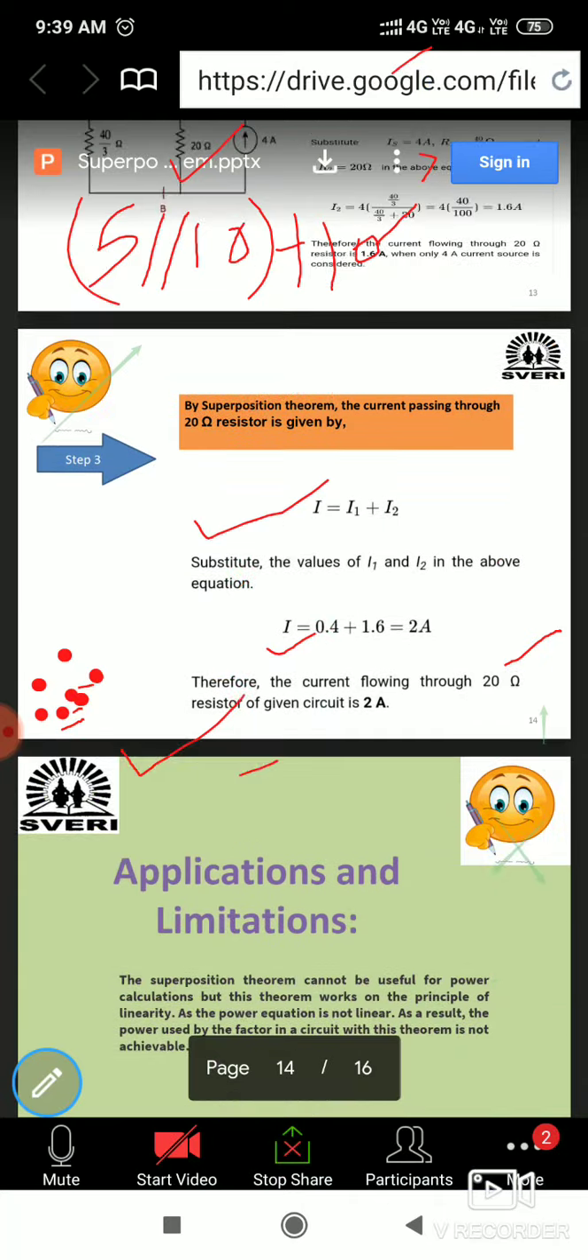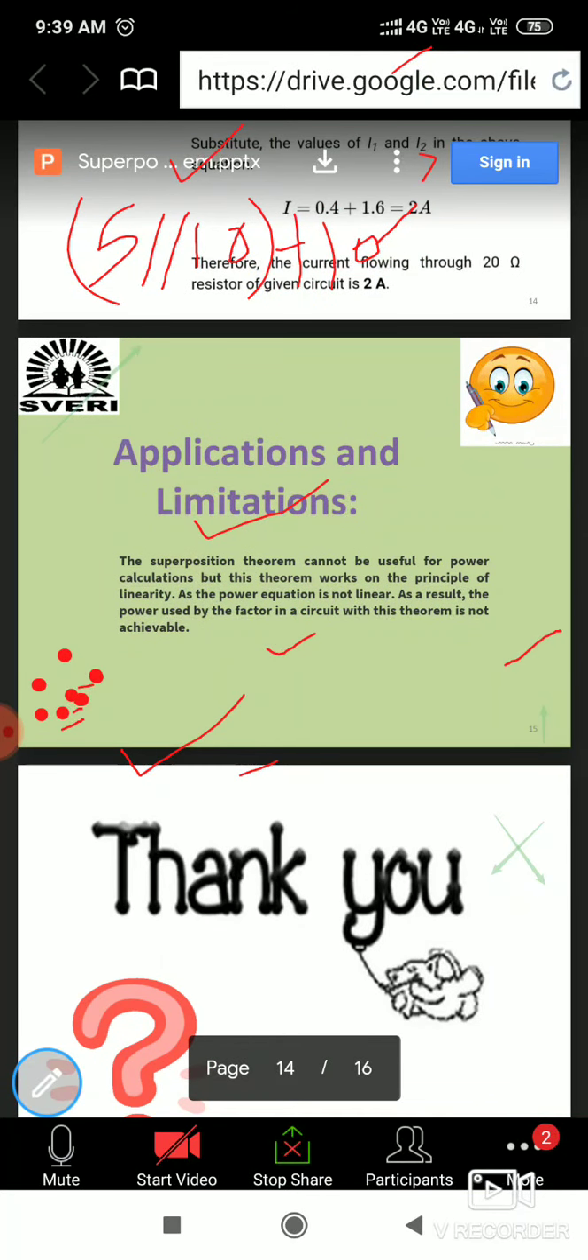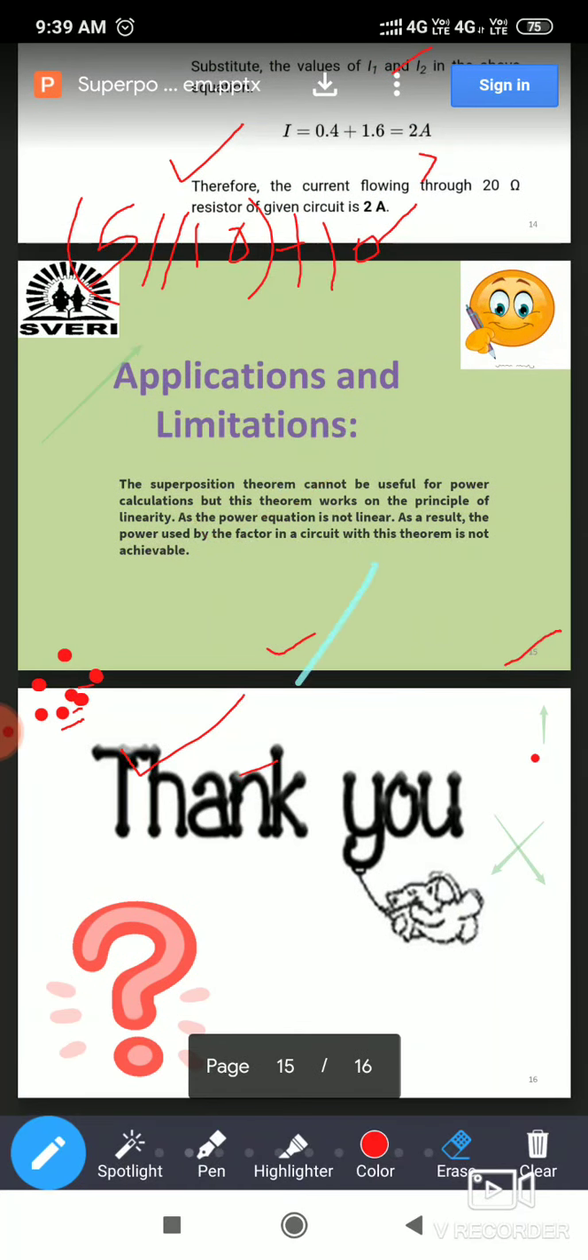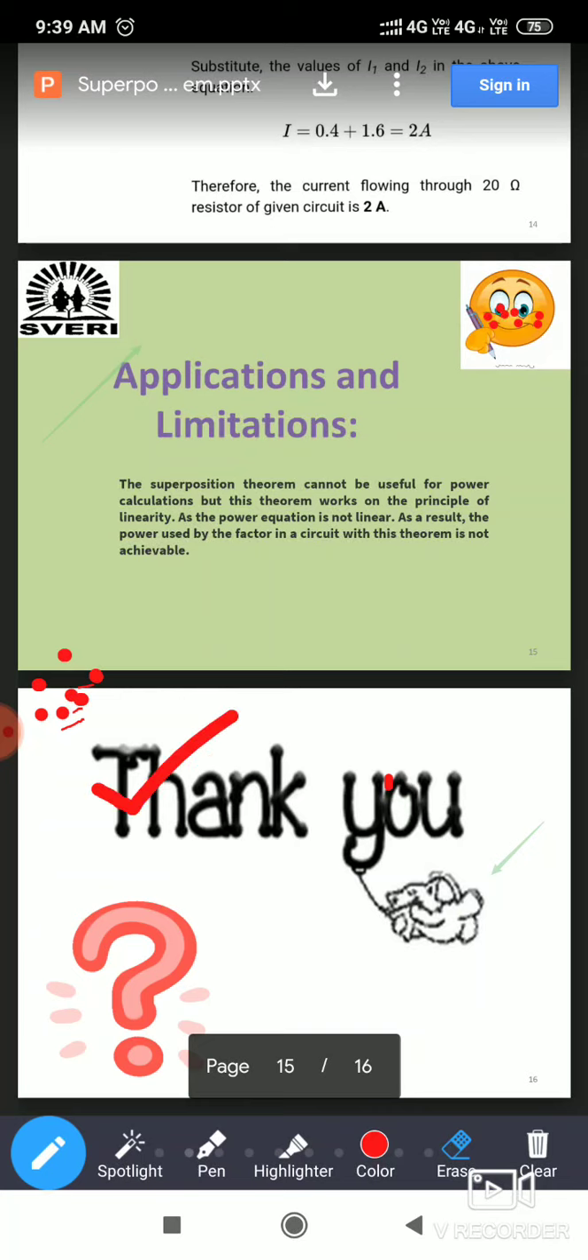Do you understand? So next, the final slide. Here it will be the applications and limitations. The application is to find the responses in the given circuit. It may be a voltage or current response across any element, but the condition is that two independent sources should be there. The superposition theorem cannot be used for power calculation. We cannot find the power responses by using the superposition theorem.